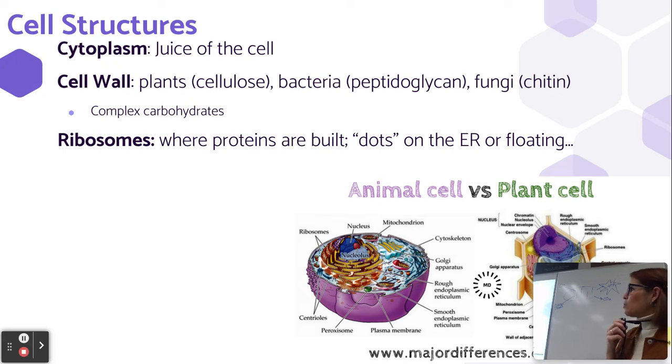Plants have a cell wall made of cellulose. Bacteria have a cell wall made of peptidoglycan, and fungi have a cell wall made of chitin. I can't remember if those words are on your learning targets, but I have a feeling that they are.